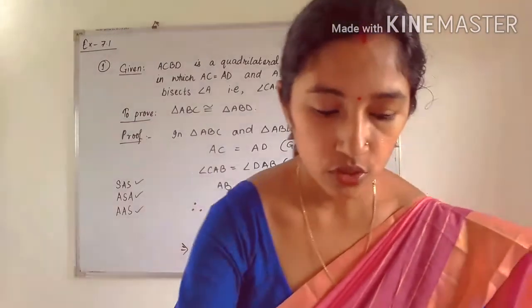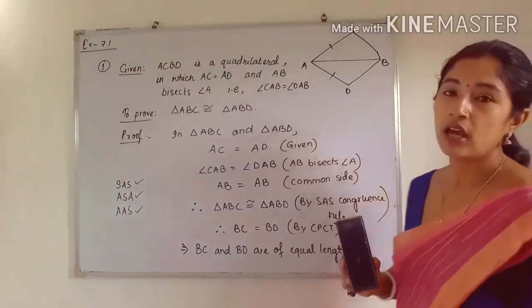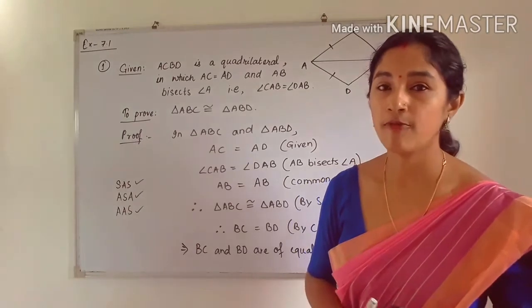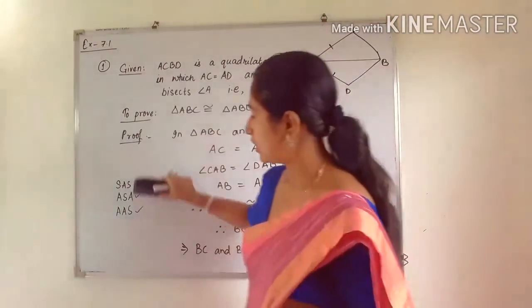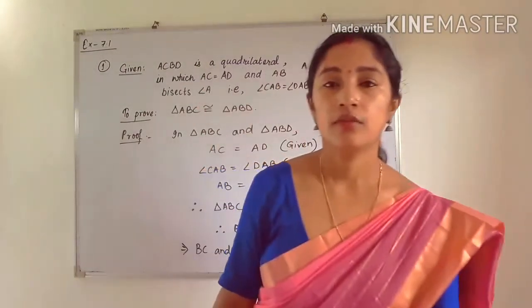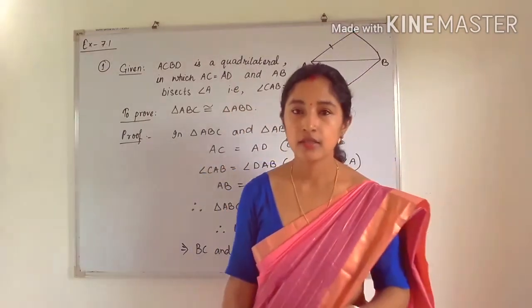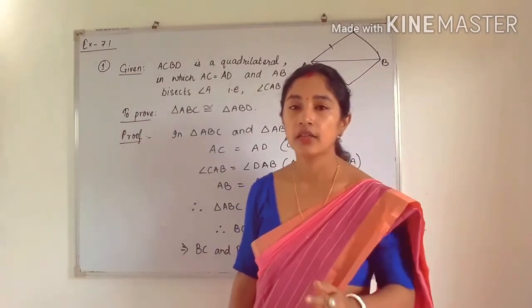Okay, so the first question, here the diagram is given. First of all you have to draw the diagram with the help of a pencil and scale. Okay, so next, how to write the given conditions, or what we have to prove, or how to prove. As this is a geometry part, earlier also I have told you how to write.